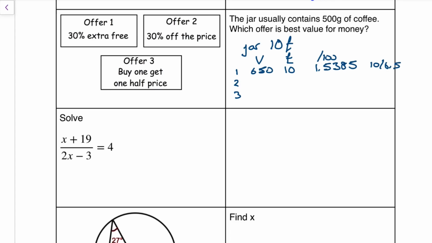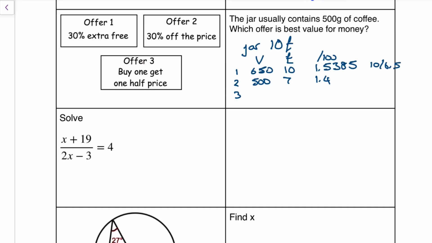For offer 2, I get 30% off the price. So I'm still going to get 500 grams, but now my price is going to be 10 times 0.7, which is £7. And 7 divided by 5, because it's 500, or 5 lots of 100, is going to give me 1.4, which is lower, per 100 grams. So in other words, £1.40 per 100 grams.